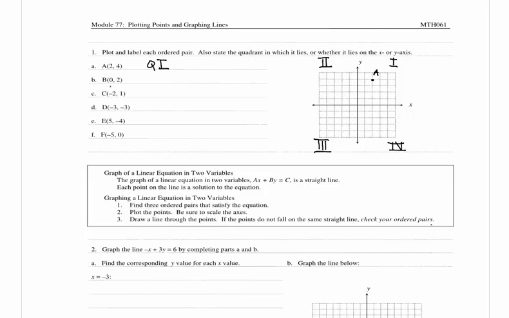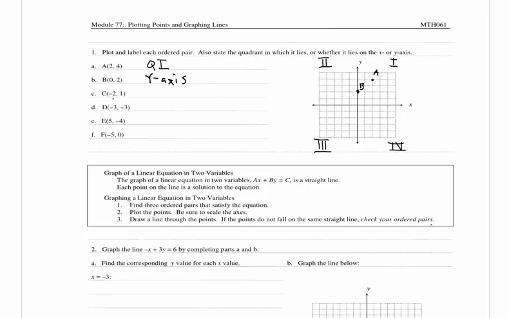And B, we have the ordered pair 0, 2. So we're going to go 0 units in the x direction and 2 units up in the y direction. So we have 1, 2. So we have point B right here. And point B is right on our y-axis. So we're going to say y-axis.